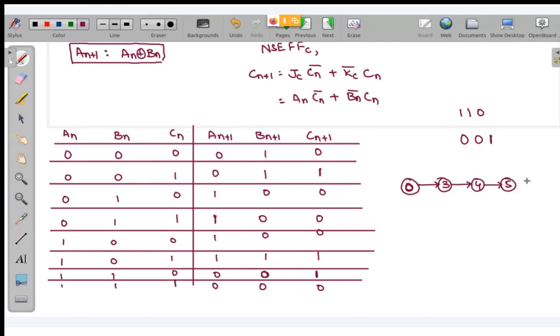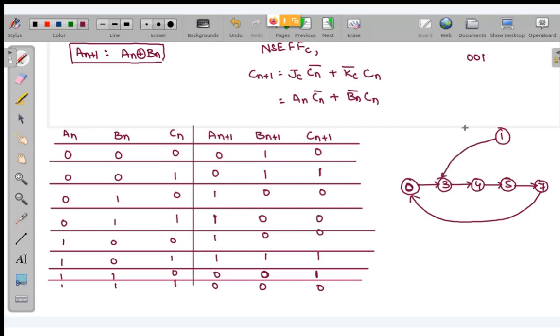When we are at 5, we are going to 7. And when we are at 7, we are going to 0. Fine. But now what happens if we are at 1? Suppose our counter goes to 1. 1 means 0, 0, 1. If our counter is in this state, what will be its next state? It will go to 3.